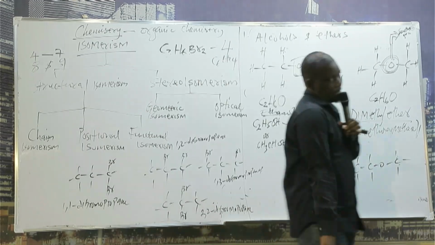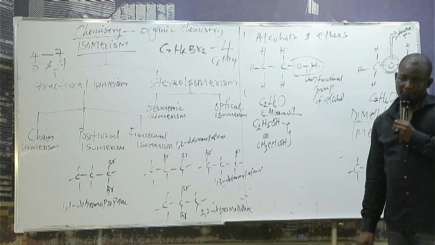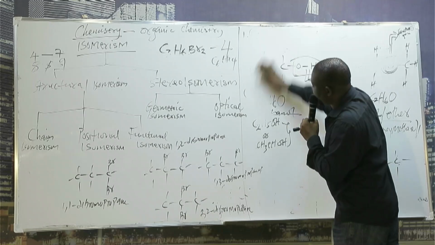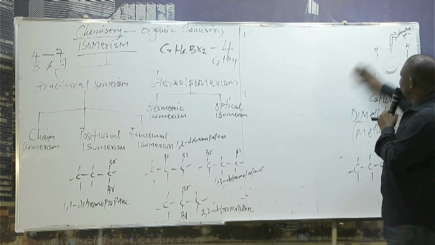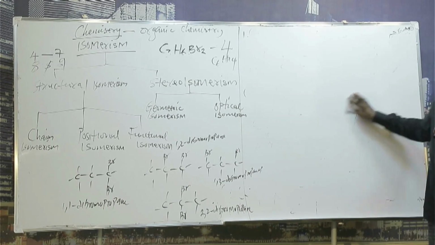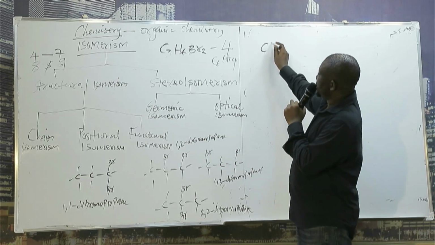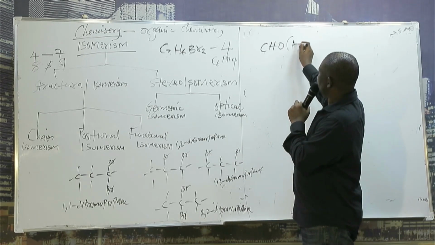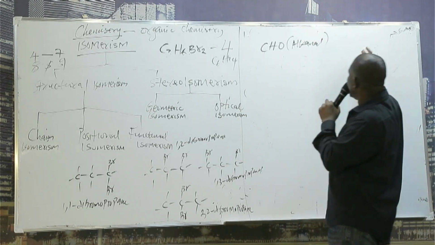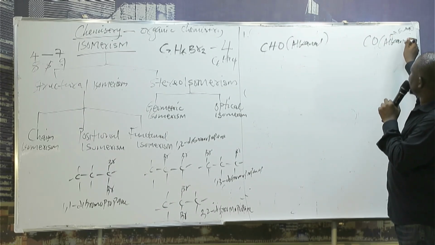Okay, now look at the functional group. The functional group for alkanal is CHO. The functional group of alkanones is CO, like carbon monoxide. So if you see this group like this, CHO, this is an alkanal. Any compound that has it as carbon 1 is an alkanal. If you see CO, anyone that has it is an alkanone. Take note of this.